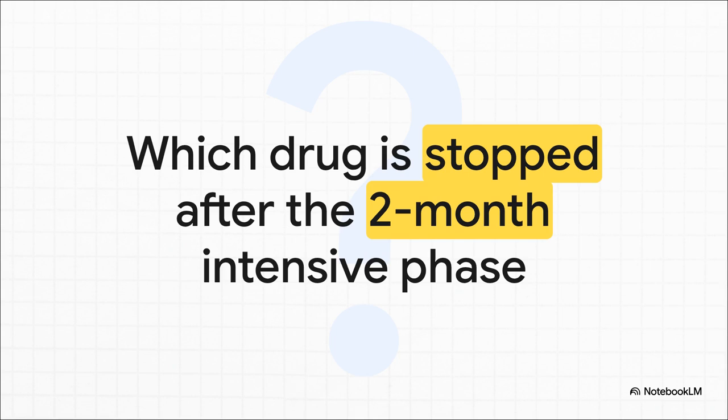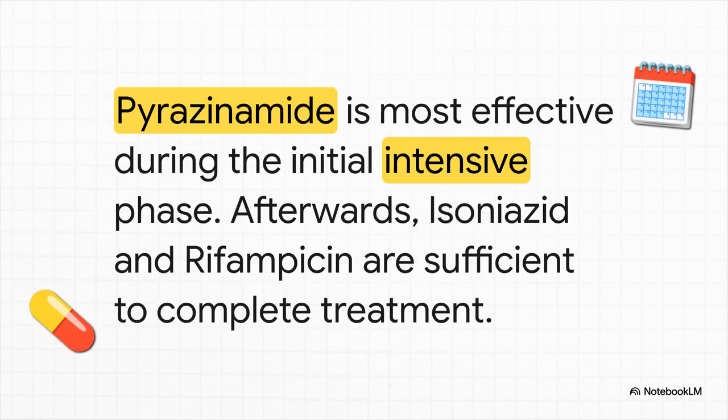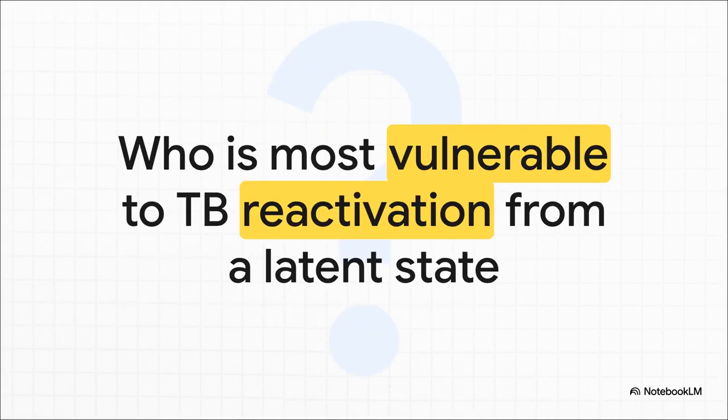Okay, question number 2. Let's think back to that 4-drug cocktail, the standard treatment. After the first 2 months, the intensive phase, one of those drugs gets dropped for the rest of the treatment. Which one is it? The answer is C, pyrazinamide. It's the specialist brought in for that initial intense phase to help sterilize the environment. Once its job is done, the 2 main workhorses, isoniazid and rifampicin, can carry on and finish the job over the next 4 months.